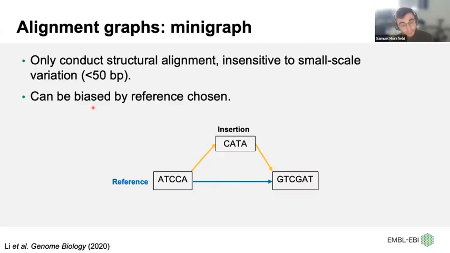A further variation on variation graphs is graphs represented by this tool called minigraph. Rather than representing all scale variation, so SNPs and large scale variants, minigraph conducts only structural alignment and is reference based. So given a reference sequence, minigraph progressively aligns a number of different genomes to the reference and only adds in variation which is larger than 50 base pairs in length, for example. Because it's reference based, the graph you get out may well be biased by the reference chosen, and depending on what reference sequence you pick, you can get different graphs out at the end, which isn't the case for, say, a variation graph or a cactus graph.